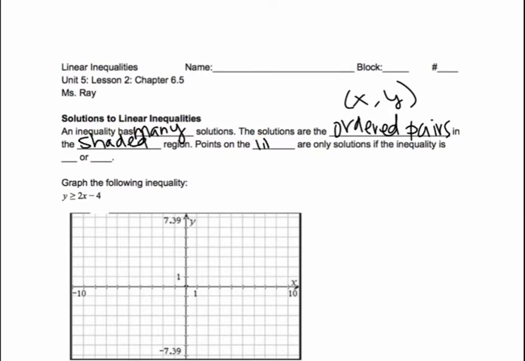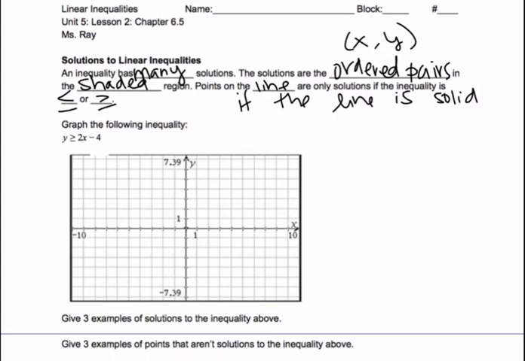Points on the line are only solutions if the inequality is less than or equal to or greater than or equal to. In other words, points on the line are only solutions if the line is solid. If the line is a dotted line, then points on the line are not solutions. All right, so take a look at this one.